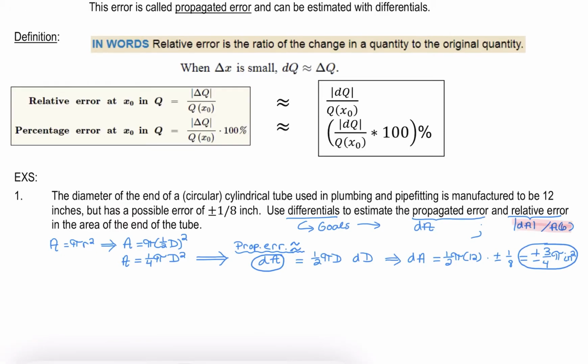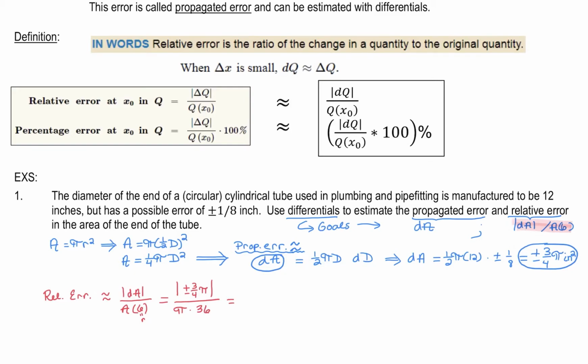Okay, so the relative error, as approximated with our differential, is going to be the absolute value of that dA that we just found, divided by the area with a radius of 6. So my differential we just found, dA, is plus or minus 3/4 pi, divided by the area at the initial value with a radius of 6, which would just be 6 squared pi, so 36 pi.